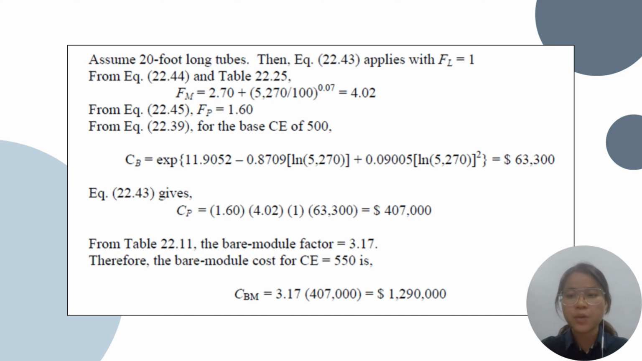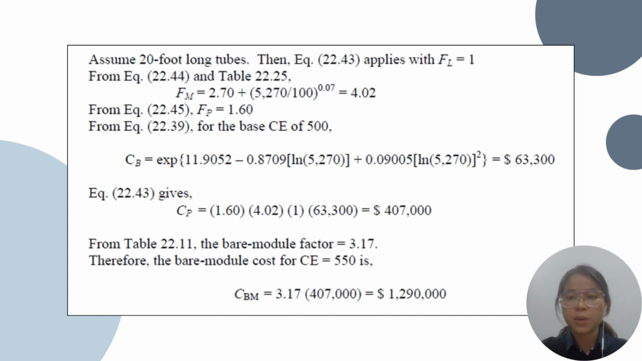So to handle a high pressure of 100 bar, we apply a pressure factor of 1.6, and to account for the stainless steel construction, we apply a material factor of 4.02. When these multipliers are applied to our base cost, the actual purchase cost of the unit jumps to 407,000.